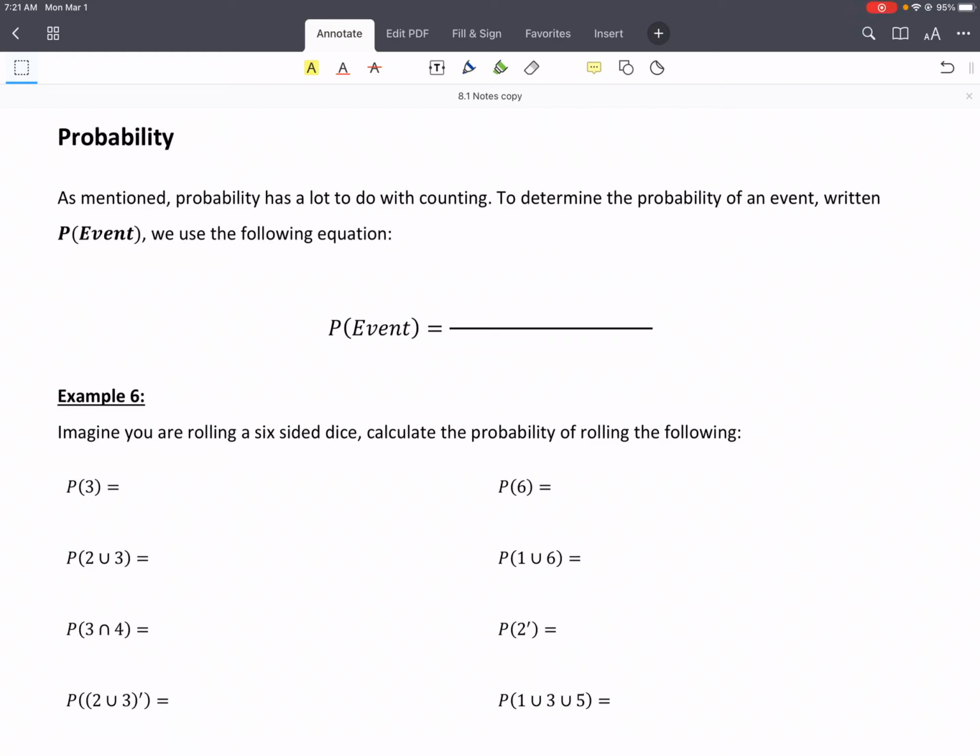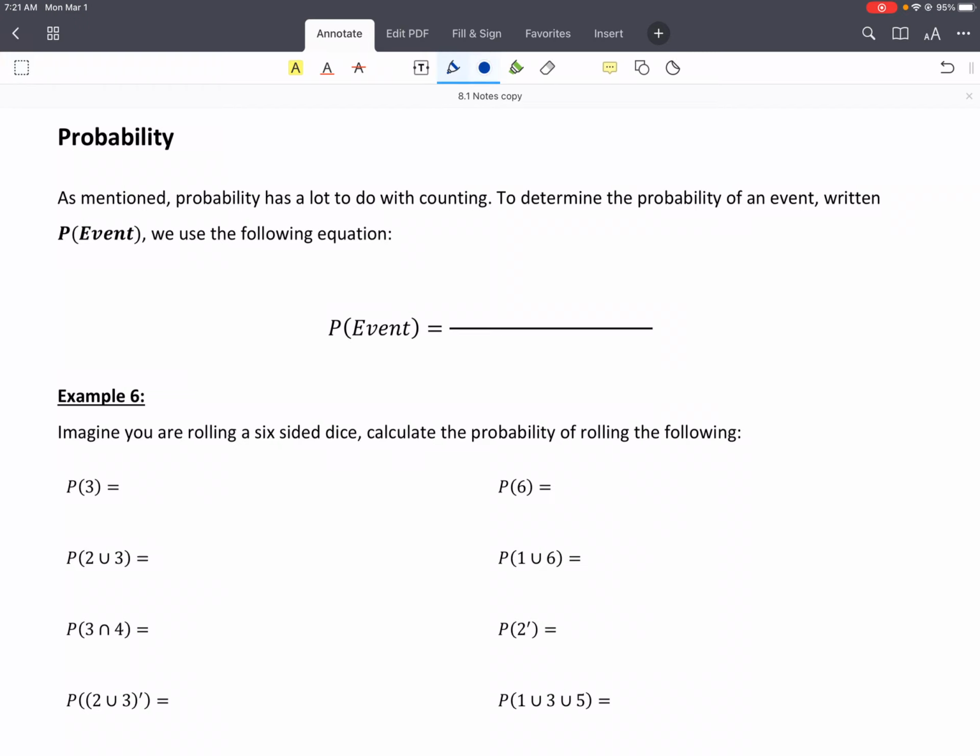Alright guys, so now let's finish up our first lesson of this unit. So we did a whole bunch of work with sets. Now what we need to do is finally finish it up with probability. As I mentioned, probability has a lot to do with counting. So to determine the probability, we're going to use the following equation.